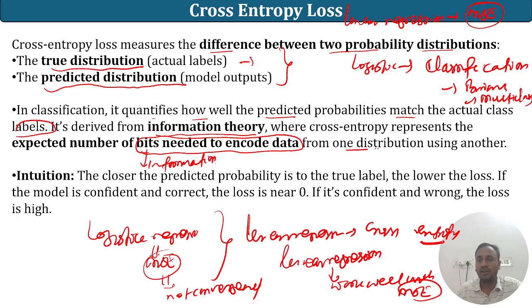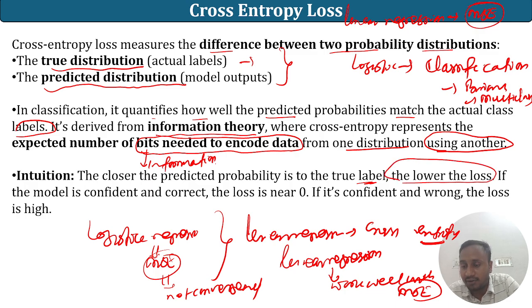So we are going to use one distribution against the other. The closer the predicted probability is to the true label, the lower the loss. Let's say I was expecting that our value will come as one; in that case, the loss will be less, because the loss, or the error, we have to minimize.